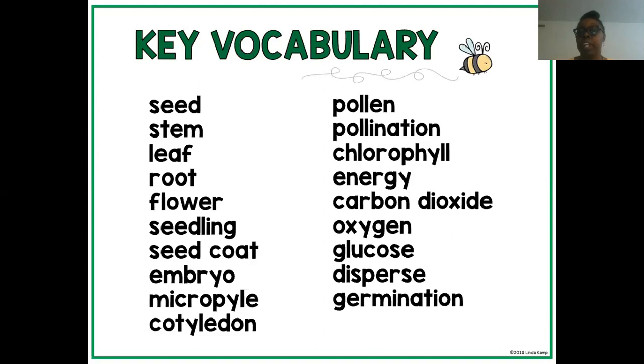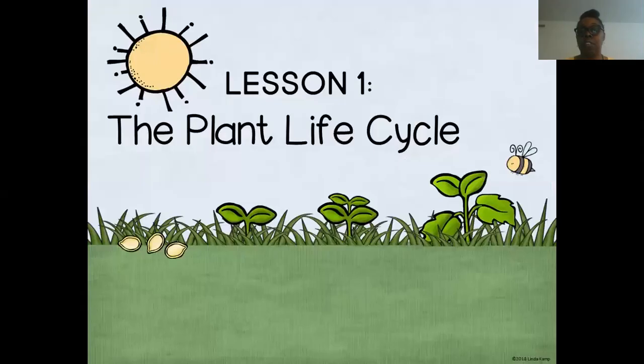We've talked about what energy is. Food gives the plant energy. We talked about pollen. The bees move the pollen from one plant to another to help them grow. And we talked about germination. Germination is the beginning of a seed.